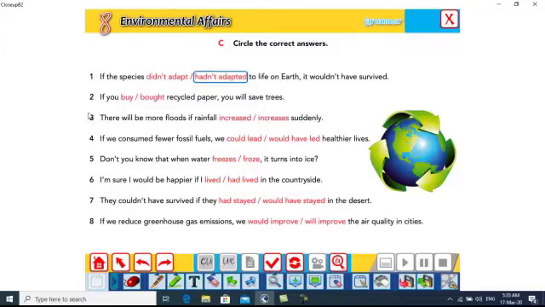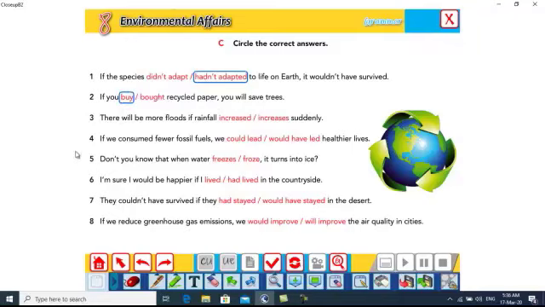Sentence number 2: If you buy or bought recycled paper, you will save trees. Who can answer? Look at the second part. Will plus infinitive. So this is the first conditional, and the correct answer must be present simple, and of course the answer is buy.